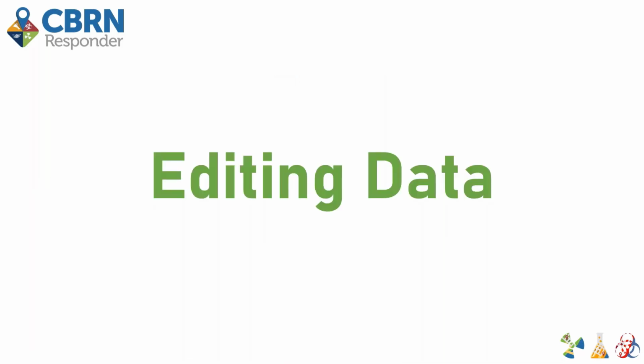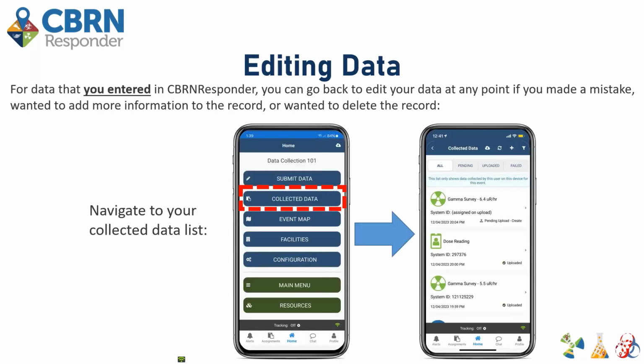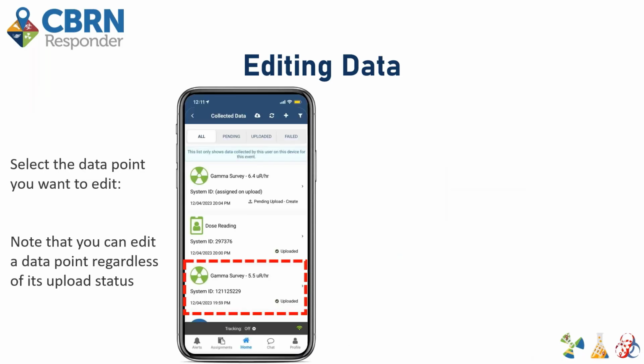And now we'll talk about editing data. While you've entered your data, it's very possible that you entered something incorrectly or you wanted to go back and add something later on. For data that you entered in CBRNResponder, you can go back and edit your data at any point, and you can do so by navigating to the collected data screen and then selecting an individual data point. Regardless of the upload status, you can still update it.